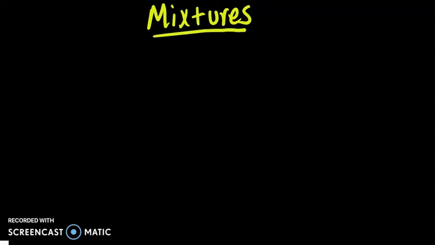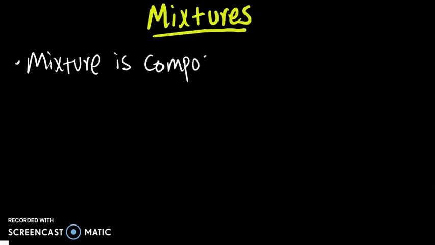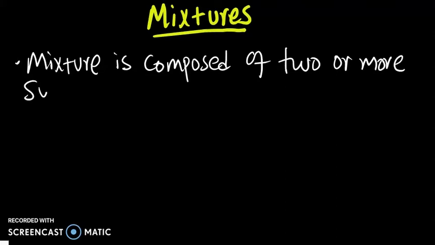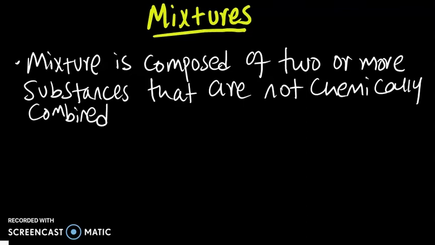In this video, we are looking at mixtures and the types of mixtures. So first of all, what's a mixture? A mixture is composed of two or more substances that are not chemically combined, meaning each substance retains its original property in the mixture.